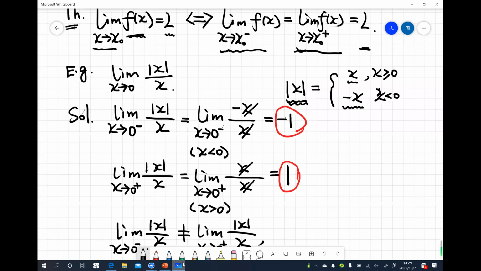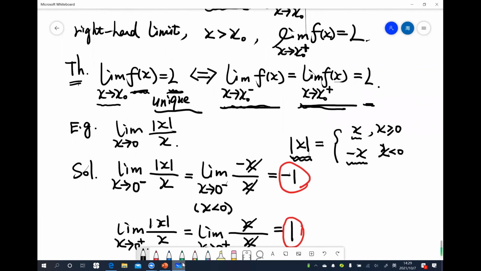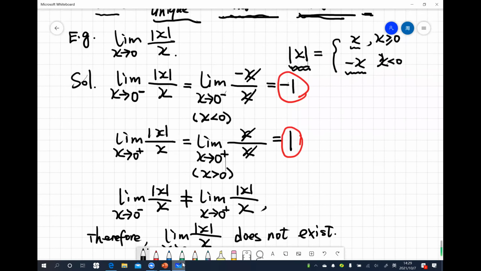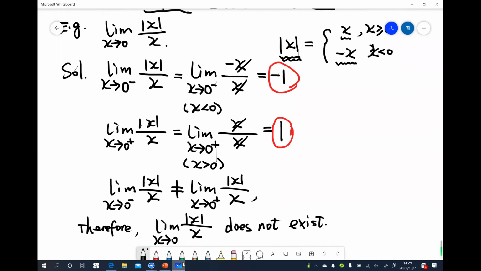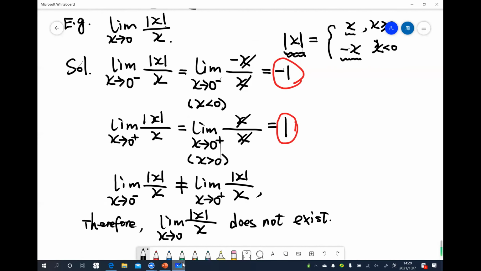Because the theorem tells us the left-hand limit must equal the right-hand limit for us to call the limit existent. That means the limit of a function is unique, right? It has only one limit here. So for this question, we know the limit of this function does not exist.